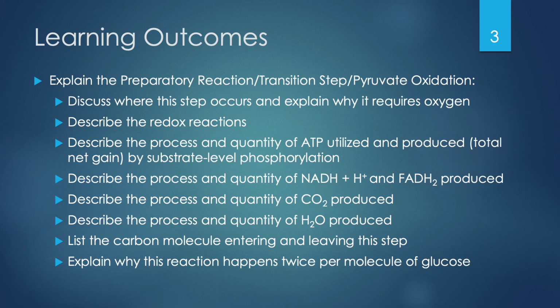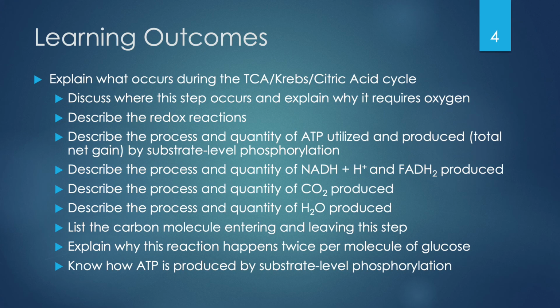We'll list the carbon molecule that is entering and leaving this step, and explain why this reaction happens twice per molecule of glucose. We will also explain what occurs during the TCA or Krebs cycle or citric acid cycle, also known as the Cori cycle. And in this process, we'll discuss where the step occurs and explain why it requires oxygen.